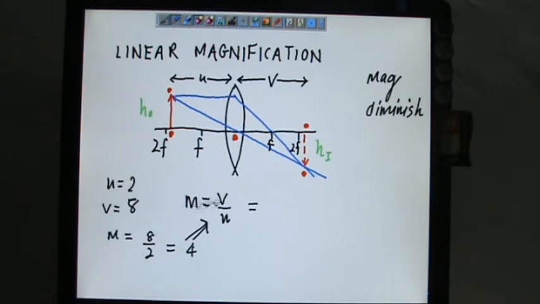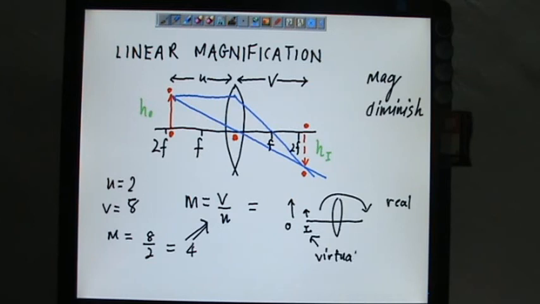So these are the examples, and a few points to remember: if the image is on the other side, it's always real. If you are here and you get your image here, on the same side as the object, then this image is actually virtual. A virtual image has a negative V, and here your image distance V will be positive.